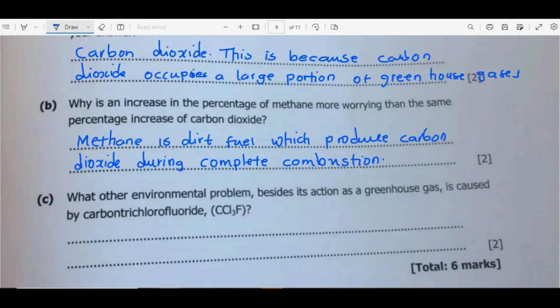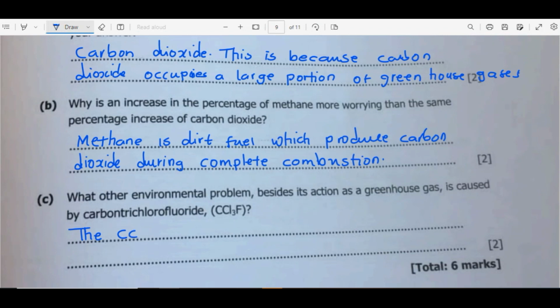We have question C. What other environmental problem besides its action as a greenhouse gas is caused by carbon trichlorofluoride? So the other, apart from greenhouse, is that this one can change the rain pattern.